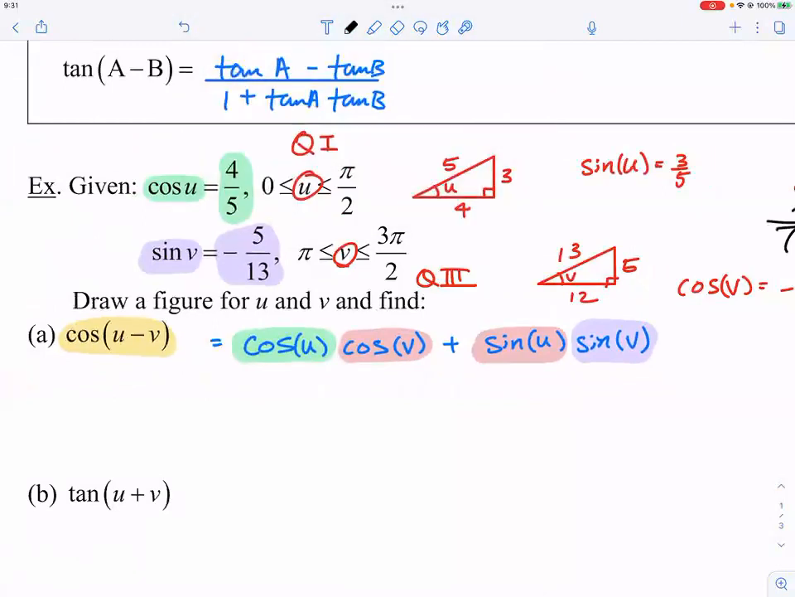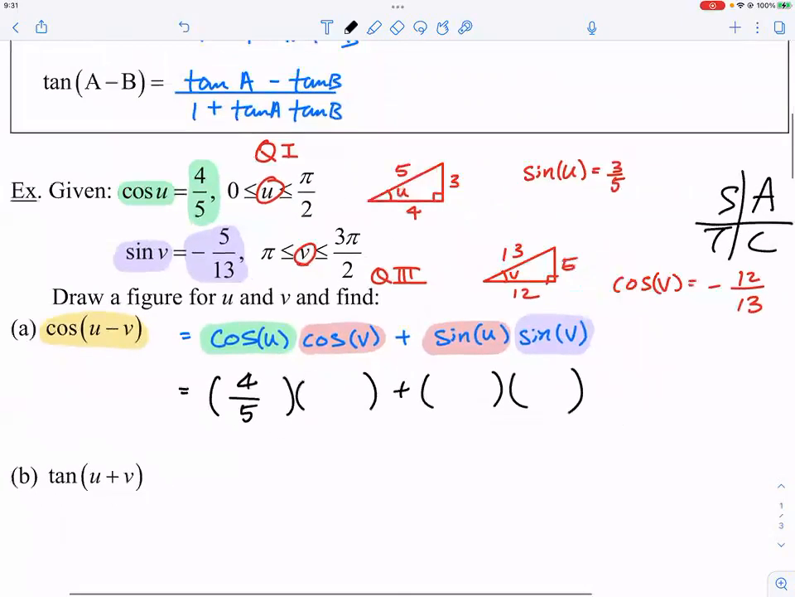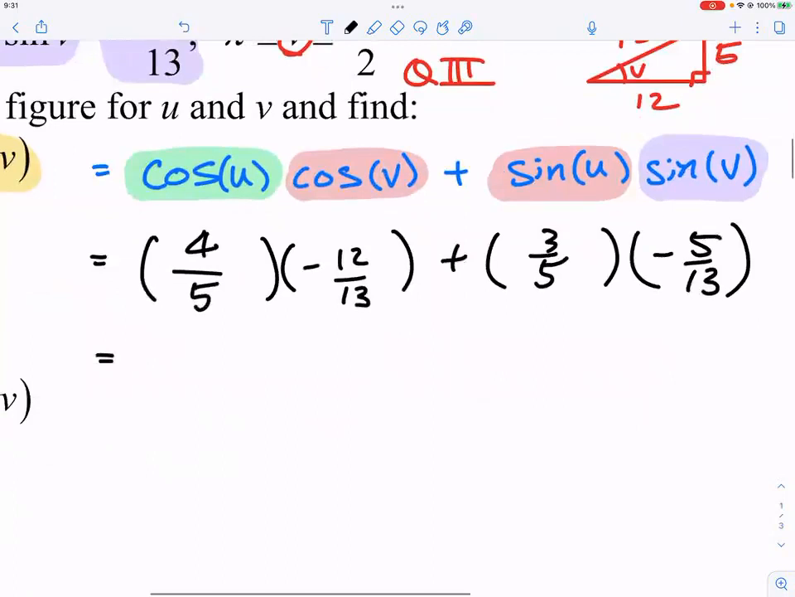So now that you have all the values, just like what I taught you yesterday, go ahead, use parentheses, and carefully insert the values. 4/5 for cosine U, and cosine V is negative 12/13. Sine U is 3/5, and sine V is negative 5/13. So now just be very careful in handling all these fractions. These fractions are both negative.